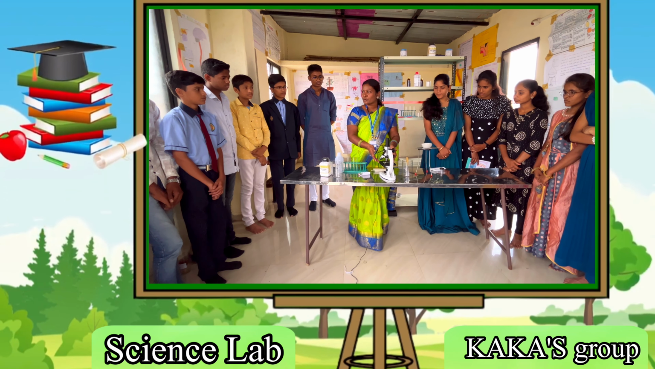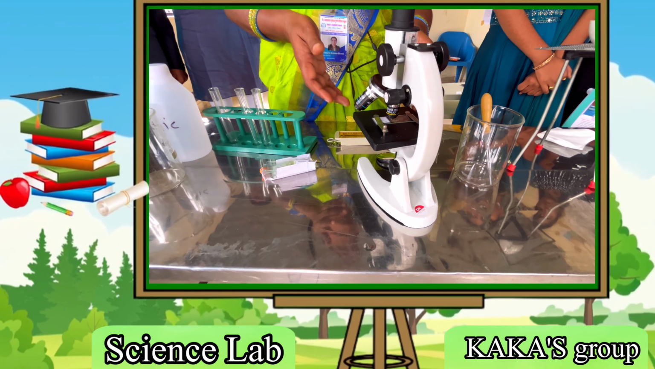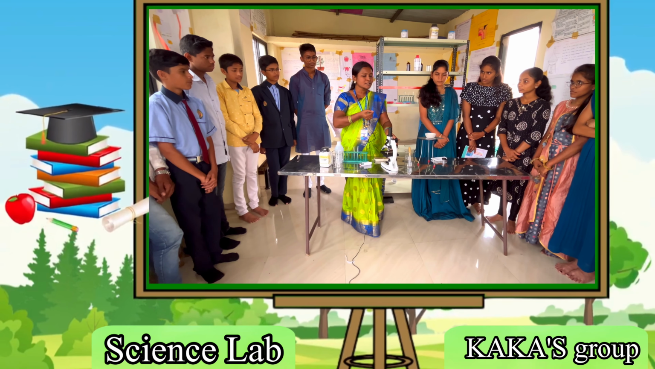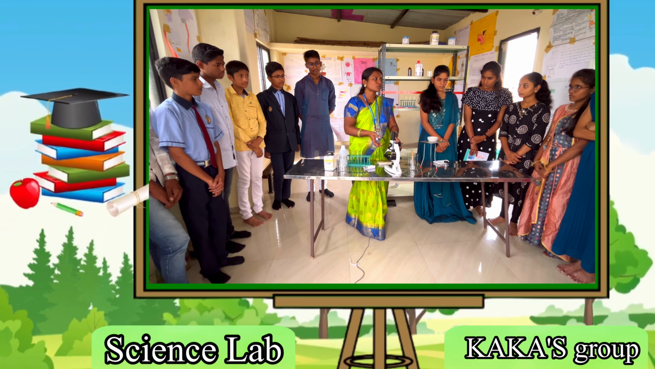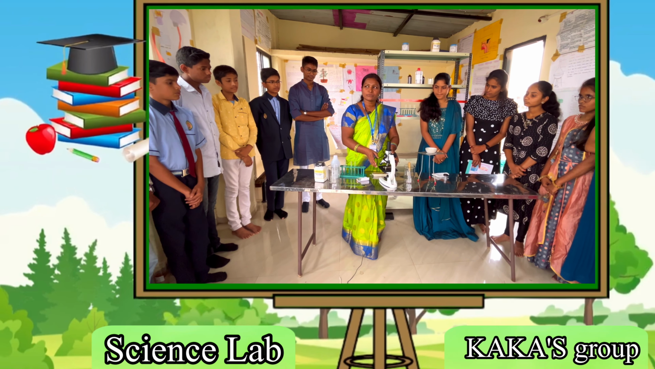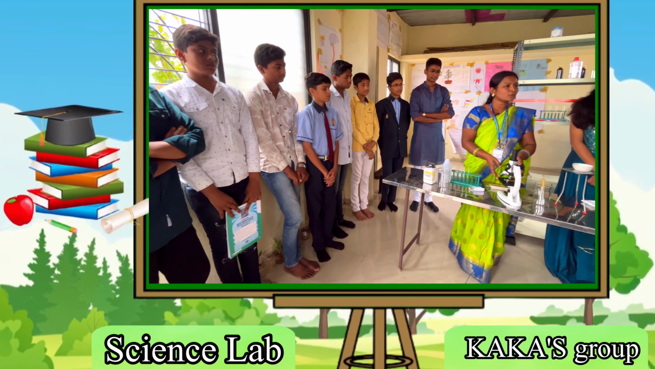This is the microscope. Okay, we know that microscope means what? We look at small cells in this microscope. We know that there are two types of cells, the unicellular and multicellular. We look at these organisms with the help of the microscope. Okay, this is the experiment of our biology subject.